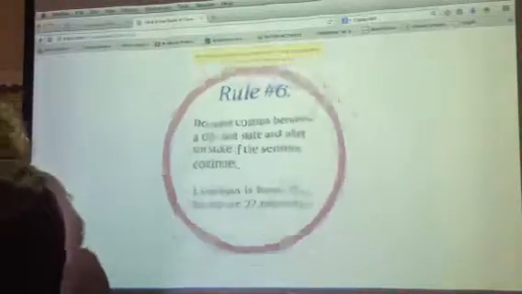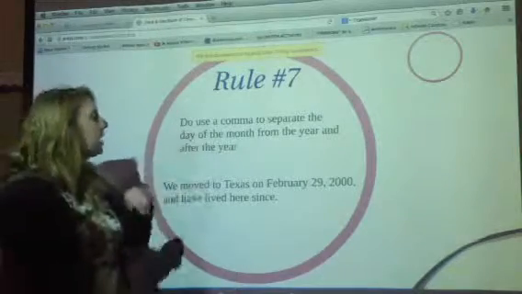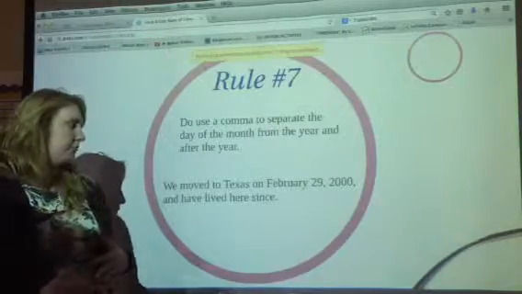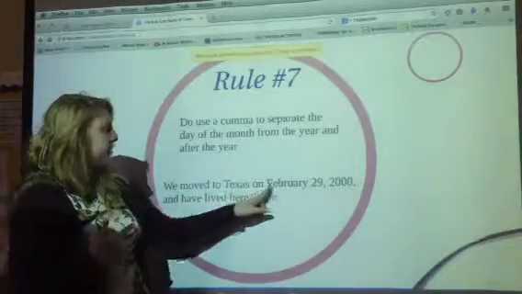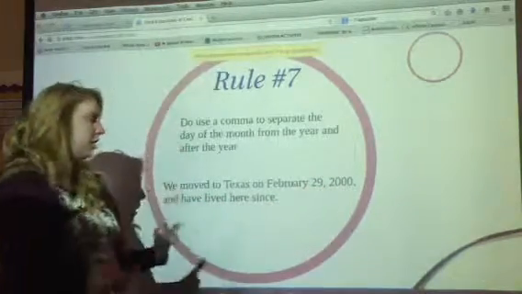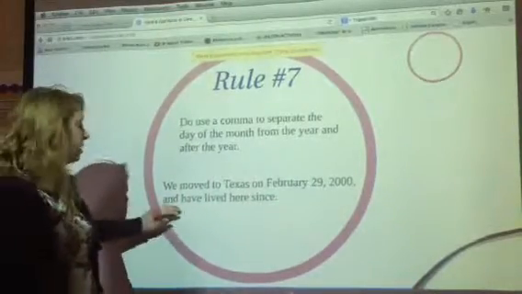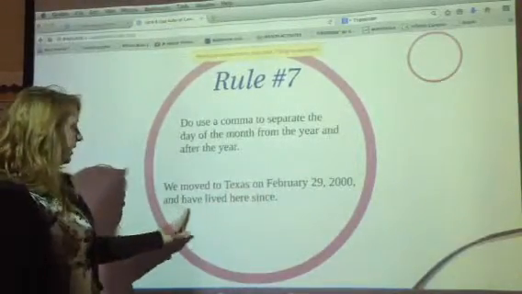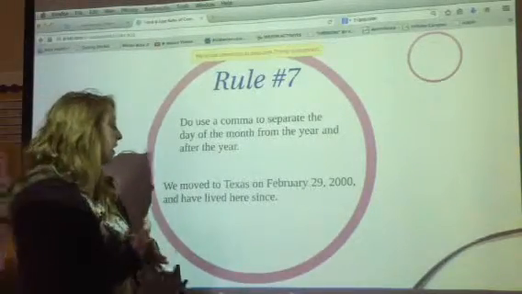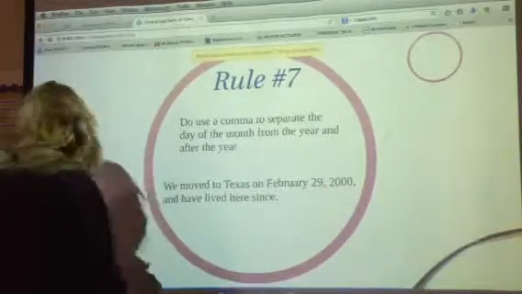Okay. Rule 7. Do you use a comma to separate the day of the month from the year and after the year? Okay? So we moved to Texas on February 29th, 2000, and have lived there since. So we have our comma between the day and the year, and then we need that extra comma after 2000 because our sentence is still continuing. So you want to use that comma to separate the day of the month and the year and after the year as well.